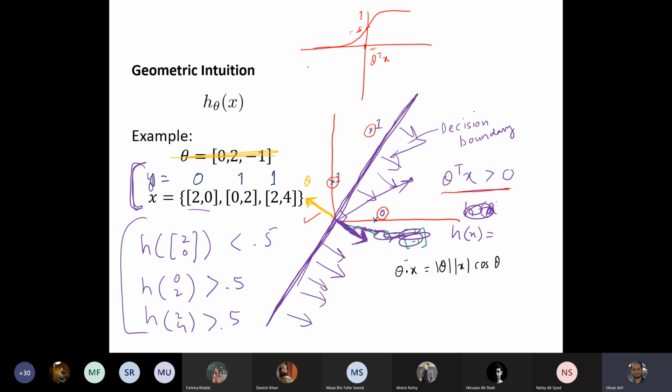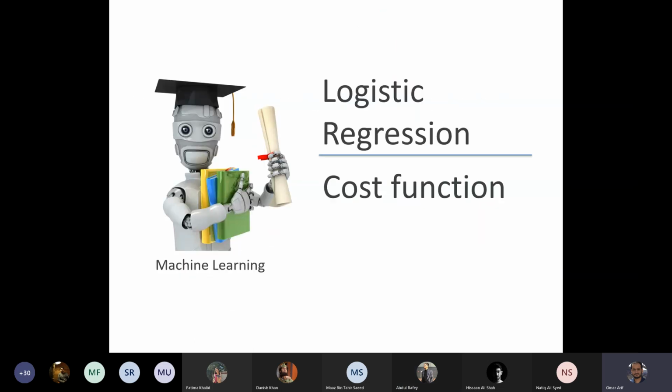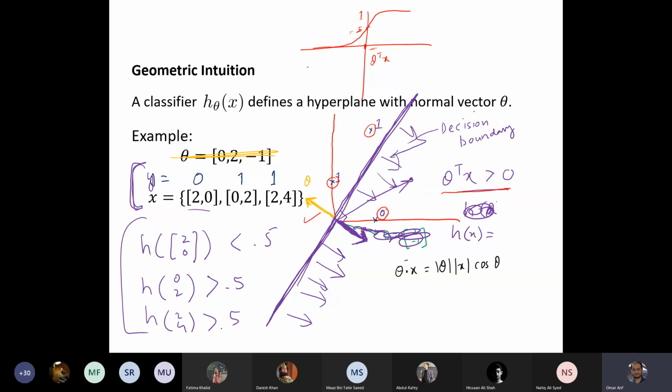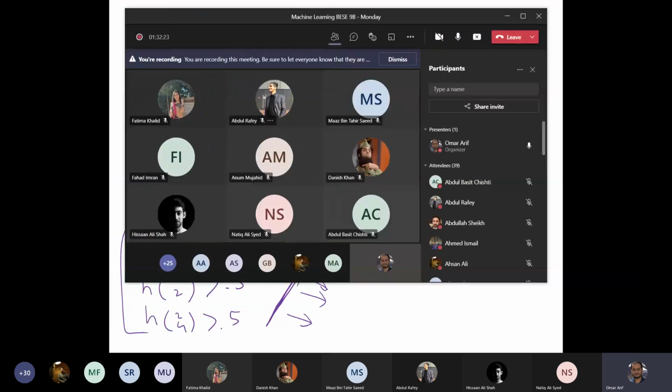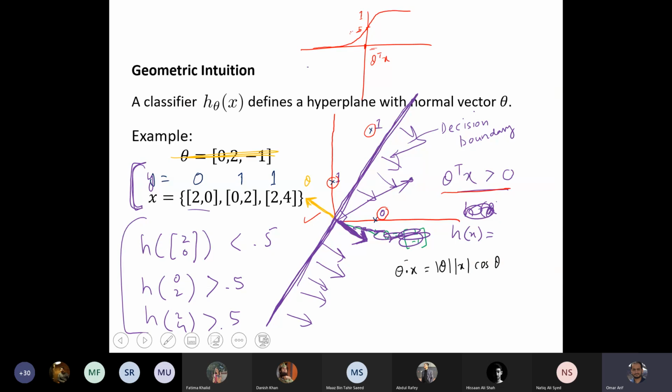Okay, is this clear to all? Yes, sir. Any other question? Because I'm not going to cover the cost function in today's lecture. So this is the last slide. Any question? Please ask now. Okay, any question, please?